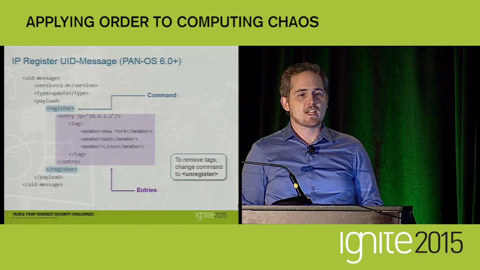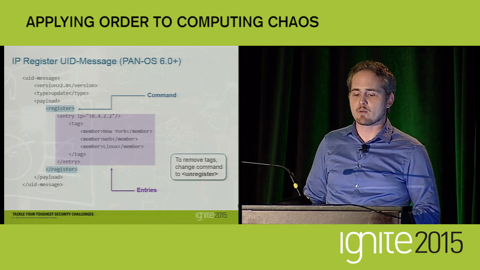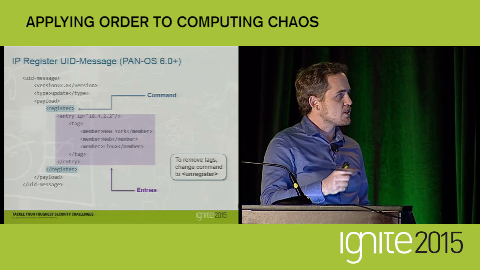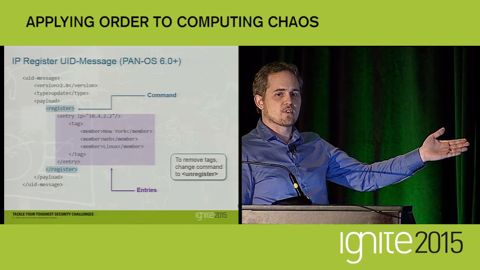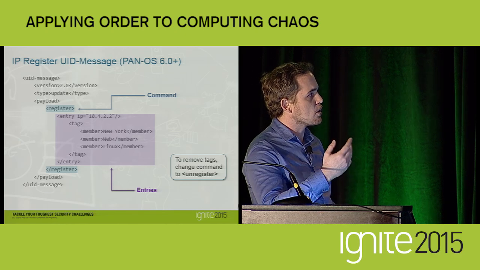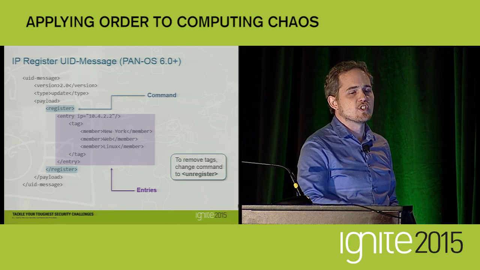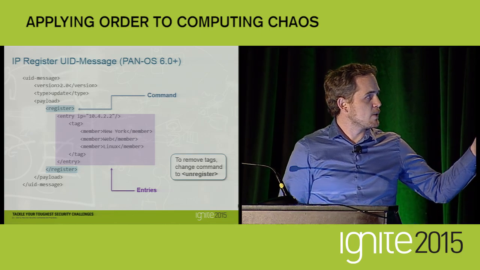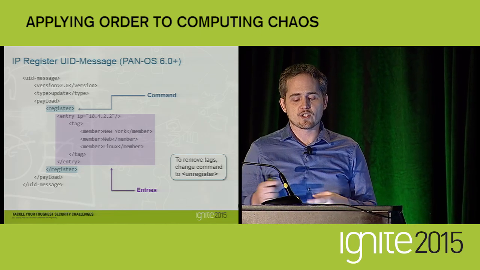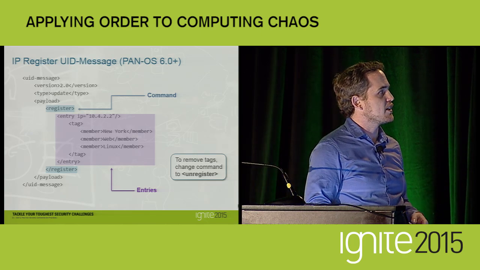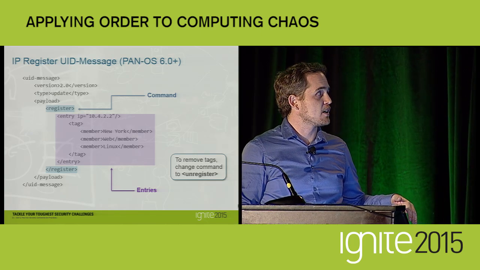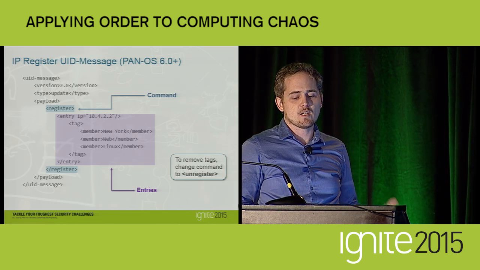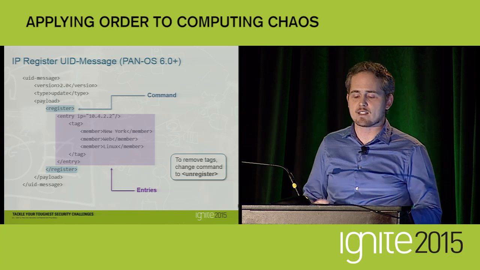If you want to unregister a tag or an IP address, you just change the command from register to unregister. Now you can unregister just individual tags. So let's say this server changes purpose. It's a New York web server running Linux, but we change its purpose to being a database server instead of a web server. We can just unregister the web tag and register a database tag. And we can do that all in the same API call. You can have more than one command. So you have one register command and one unregister command for that same IP address.